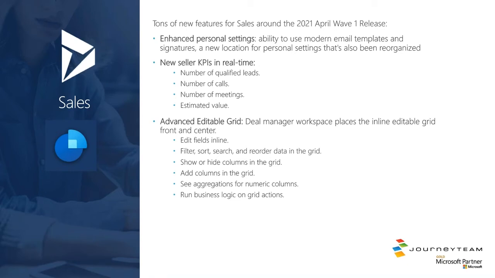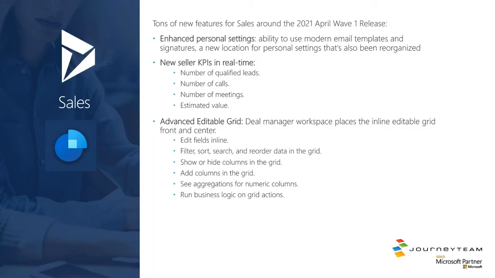Namely, you can design and manage your own email templates now, and your outgoing signatures for anything that's automated coming out of Dynamics. They've also cleaned up and updated those personalization settings. New KPIs, so these are going to be automatically captured. It's going to show sellers their number of qualified leads, their number of calls they're making, number of meetings, and estimated values. These are embedded analytics, so charting and graphing KPIs that are in the pipeline.